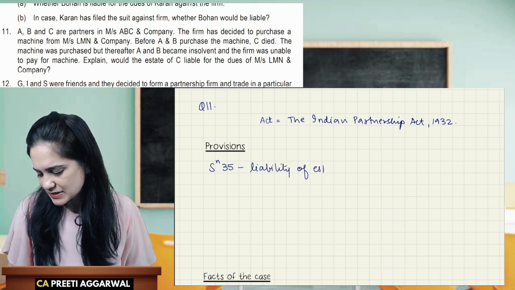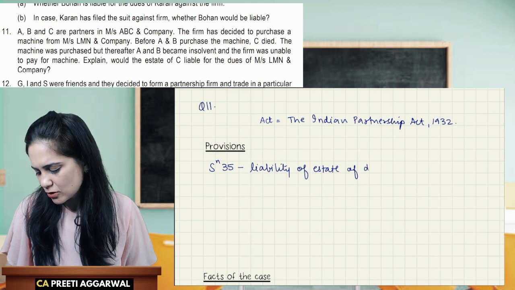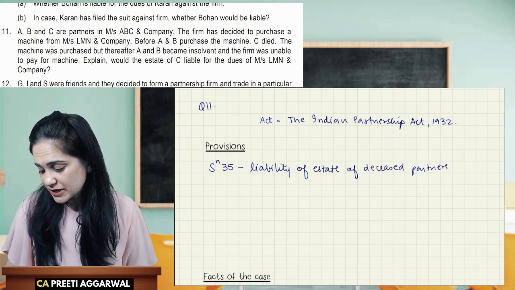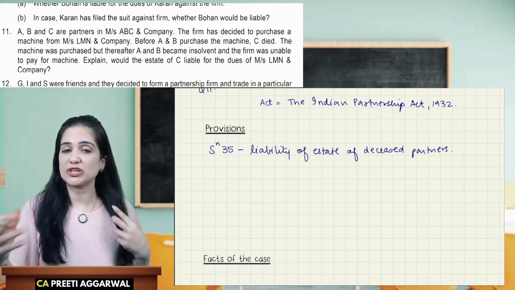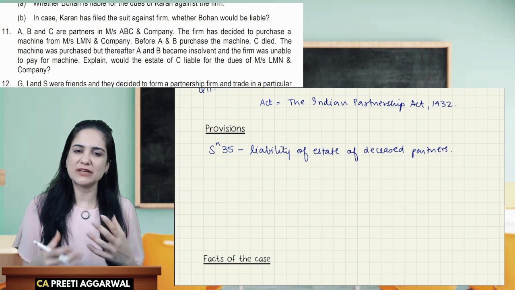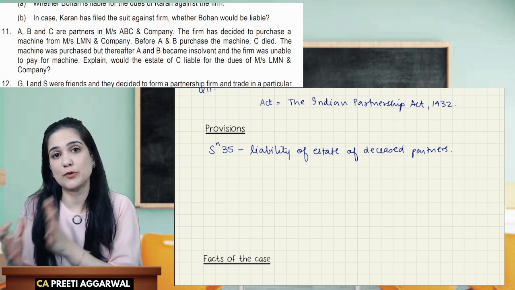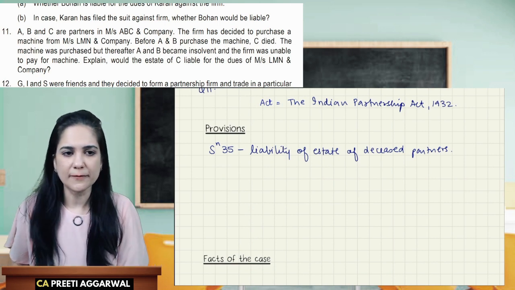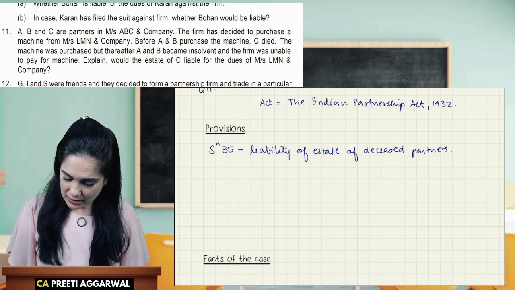Liability of estate of deceased partner. Section 35 is very important for exam. There is one more section, section 37, that is also important for exam. Normally during the lectures we keep giving students hints as to what is important for exam, which section they should learn. Now in this case the partner died.